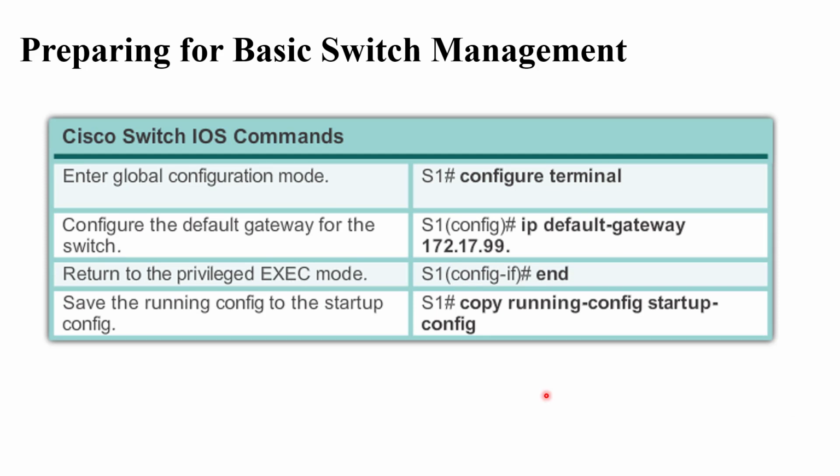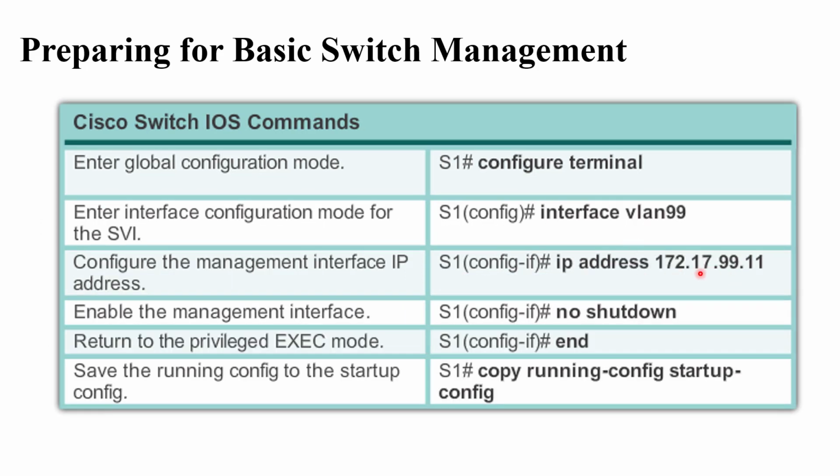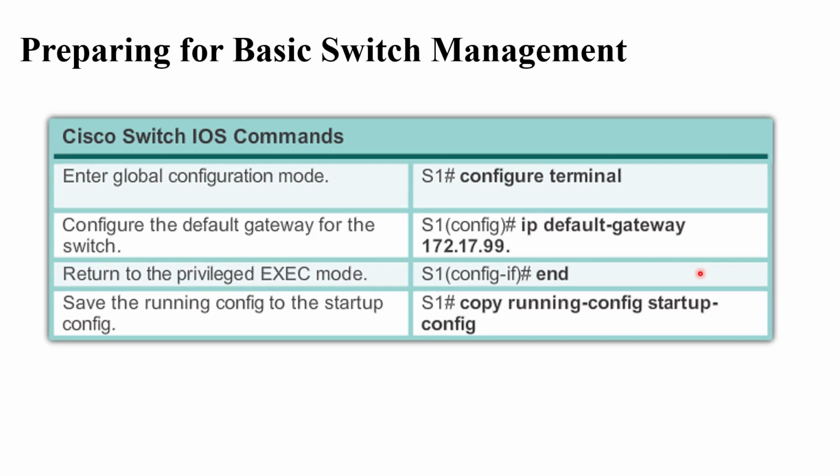Now the next command you can see, I want to fix a default gateway for my switch. A default gateway. So if you go to a PC, you can fix three things. One is the IP address, second one is the subnet mask, and third one is the gateway. So same like that, I already fixed the IP address. Now I want to fix a gateway for my switch, a gateway IP address. That is the IP address of your router.